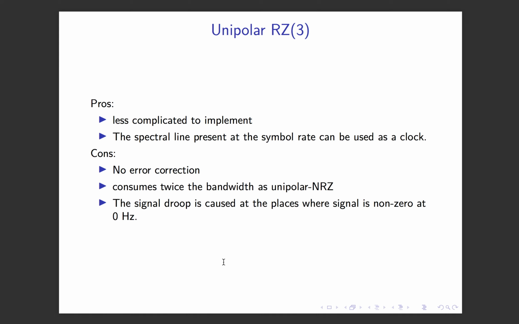Why? Because we can see that it remains 1 for half of the time of the bit when it appears as 1. So it consumes double the bandwidth.